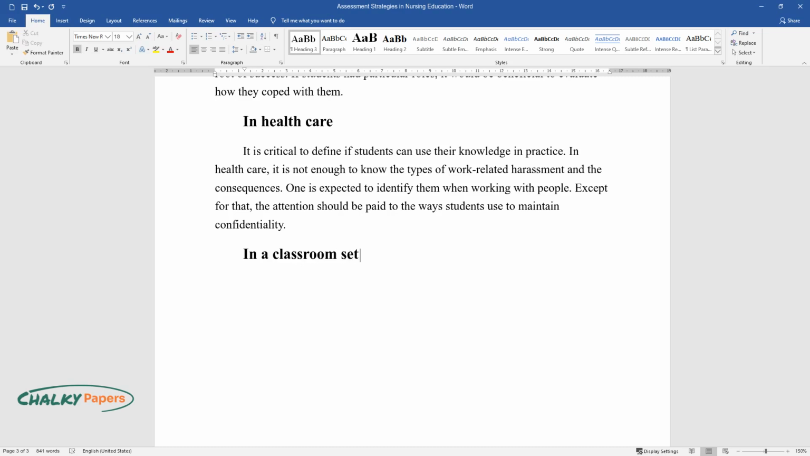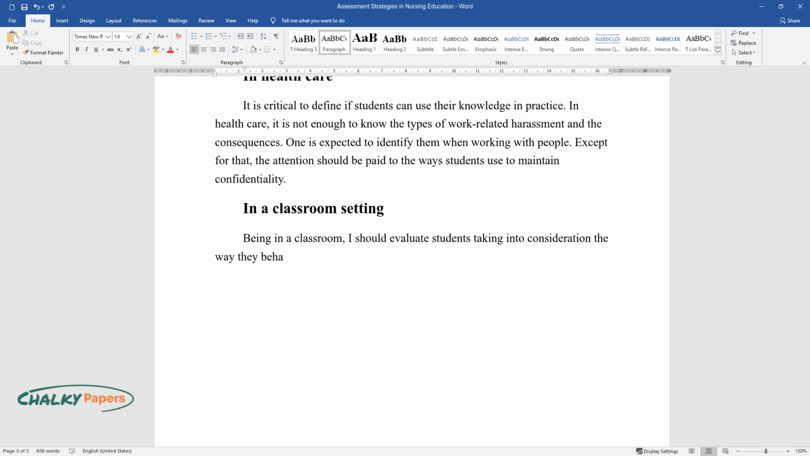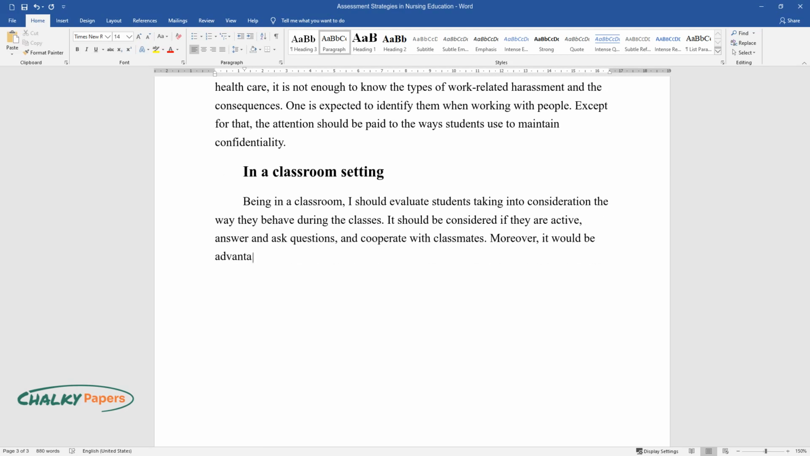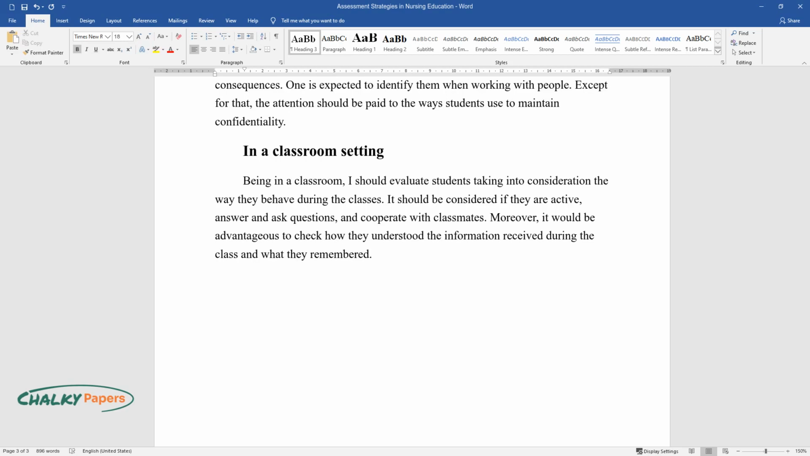In a classroom setting. Being in a classroom, I should evaluate students taking into consideration the way they behave during the classes. It should be considered if they are active, answer and ask questions, and cooperate with classmates. Moreover, it would be advantageous to check how they understood the information received during the class and what they remembered.